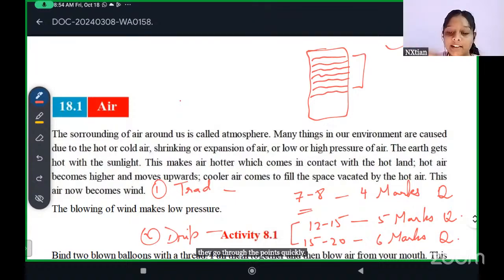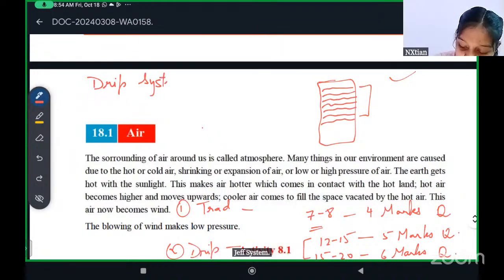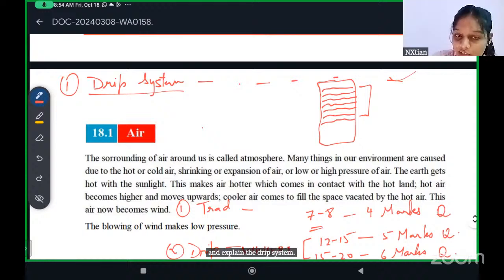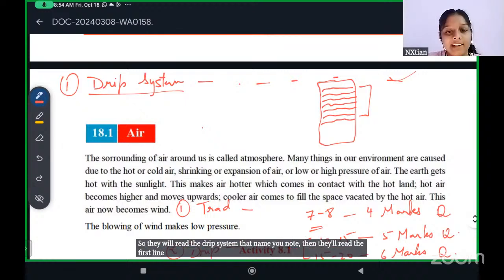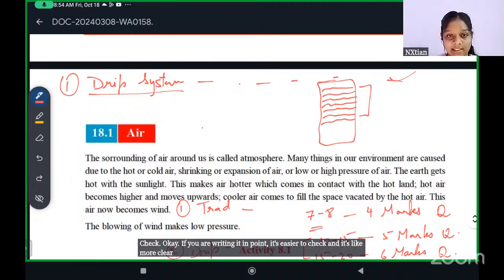Also, how do we write the points? Suppose I have the methods of irrigation. I'll write the drip system, and underline it for point 1. Then explain the drip system. They will read the name, drip system, then read the first line and give you the marks. The student knows it. In points, it's easier to check and it's more clear. Clarity is there, instead of a paragraph.